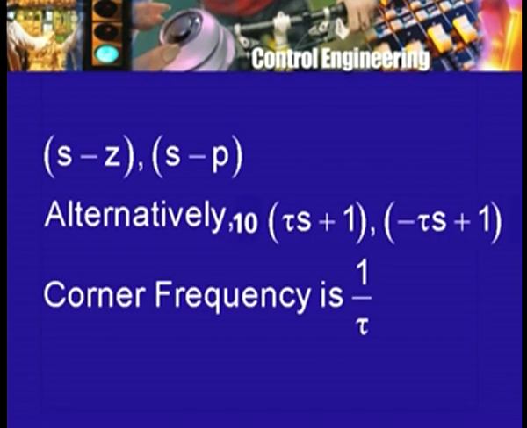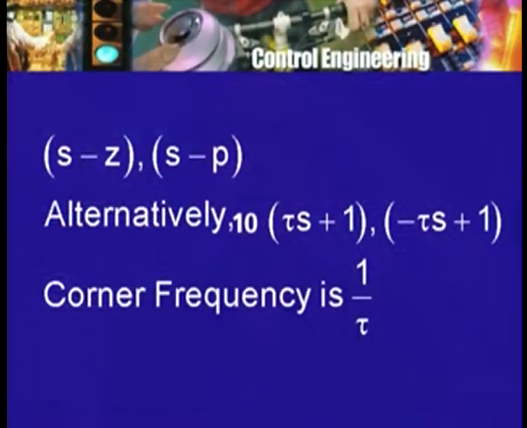But it is sometimes advantageous to show the time constants explicitly, because ultimately they tell you what the transient response is going to be like. So, if your expression has factors of this form, remember that this tau is not the corner frequency.